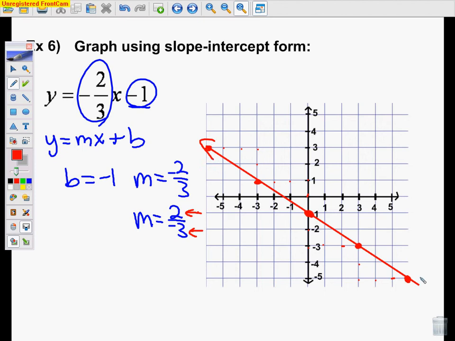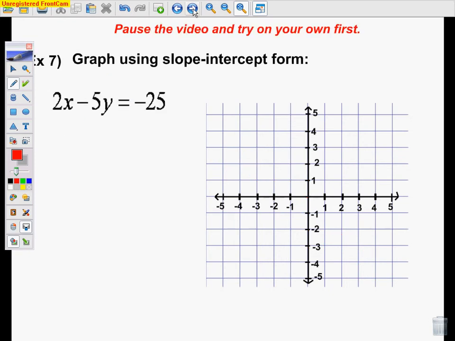All right, and then once again, we're going to connect our dots with a ruler. And don't forget to draw your arrows at the end, because the line goes on and on forever in both directions. Now, when you create a line, how many points do you need to make a line? 2. Now, whenever you make a line in slope-intercept form, and once again, this is just for slope-intercept form, I want at least 3 points. 2 points make a line. However, a third point pretty much confirms that line. Okay? All right. I want you to pause the video and try this one on your own.